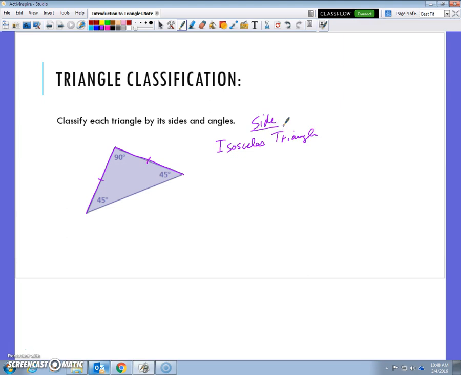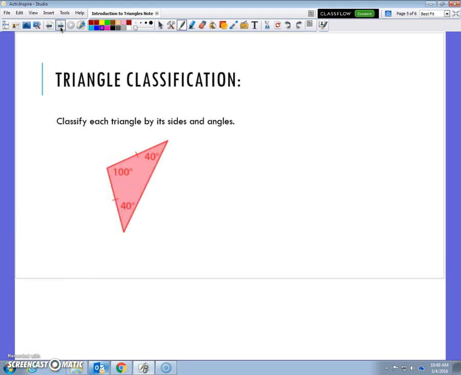The angle measures are also going to tell me a classification. Okay, so I can also classify it by angle. I see 2 acute angles and 1 right angle. So that tells me I must have a right triangle. If I see a right angle, it is a right triangle. 90 degrees is a right angle. Okay. Take a look at another one here.